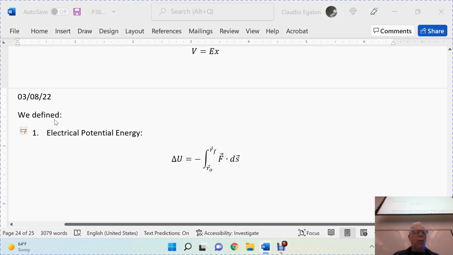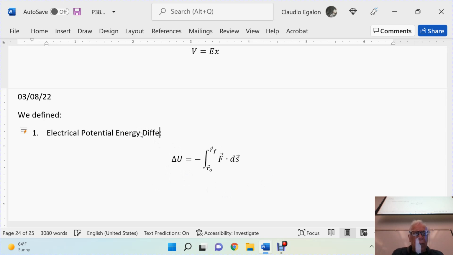Okay, so what we did before, we defined the electric potential energy, the same way we defined potential energy in Physics 37. It is this integral that you see right in here. Electric potential energy difference, right? That's how we define it.